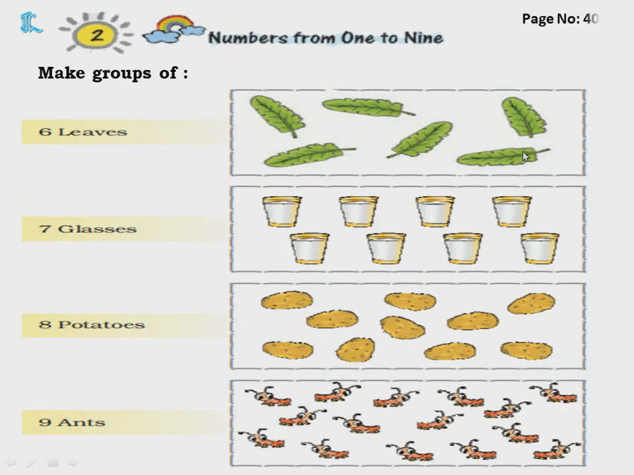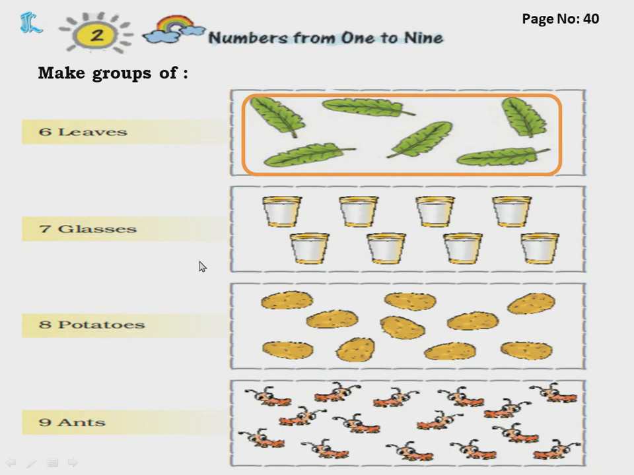Okay. The next page. Page number 40. Make groups of 6 leaves. Already we did in second part. Similarly like that. So we have to make a box for how many leaves? 6 leaves. Count 1, 2, 3, 4, 5, 6. So all leaves we have to make it into a box.